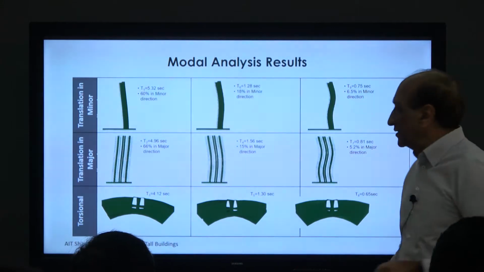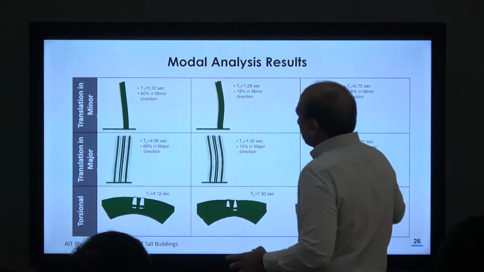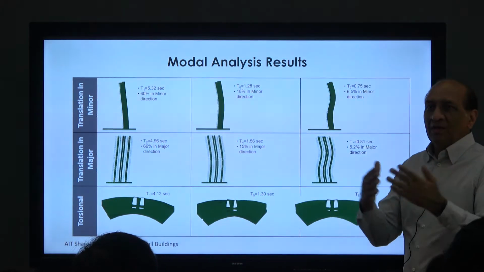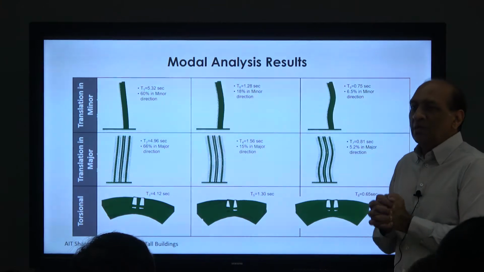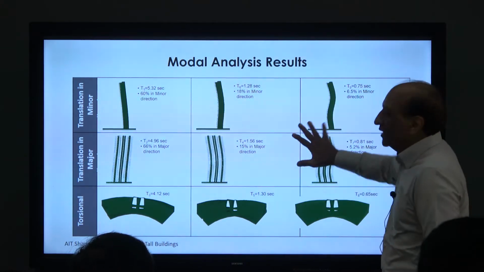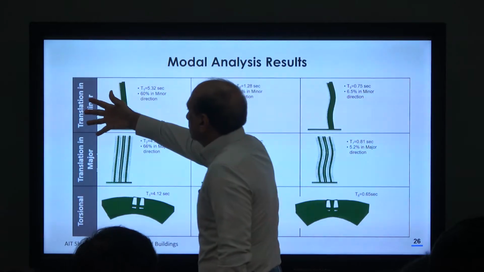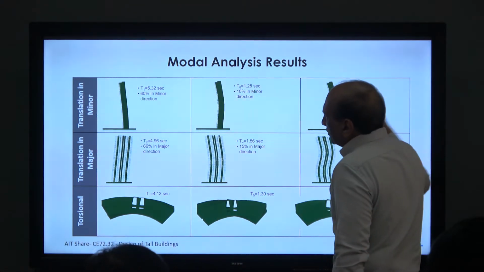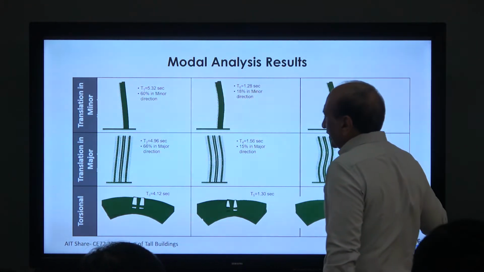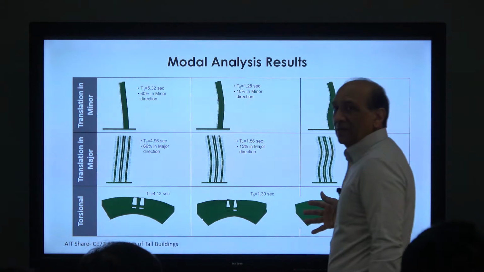Show us the modes like this. I would like to see, and Professor Penning also, all of us would like to see you talk about the modes in this matrix form. So what does it show? It shows you 3 modes in one direction, 3 modes in another direction, and 3 modes in torsion.